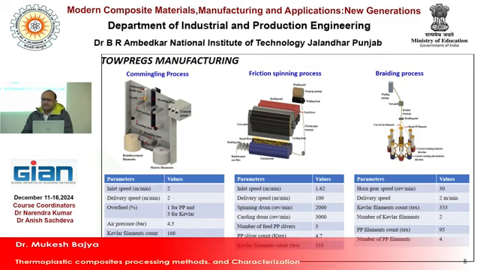Then there is another technique. This is the friction spinning process. In the friction spinning process, you can feed the continuous filament. The continuous filament acts as the reinforcement material. That may be aramid, that may be jute, whatever you want. The reinforcement may be natural fiber based or synthetic fiber based, as per your requirement. Then the matrix you are using in the spun form.